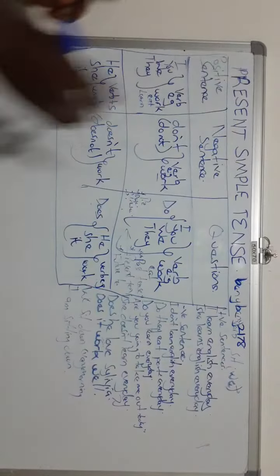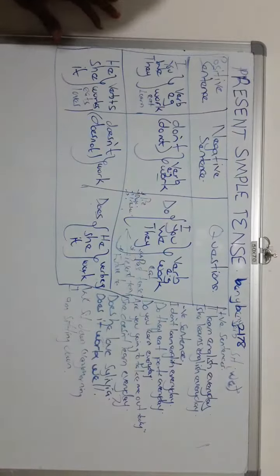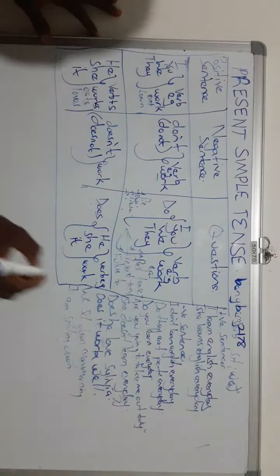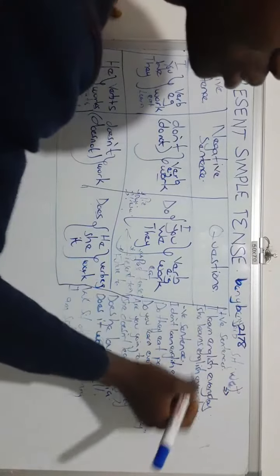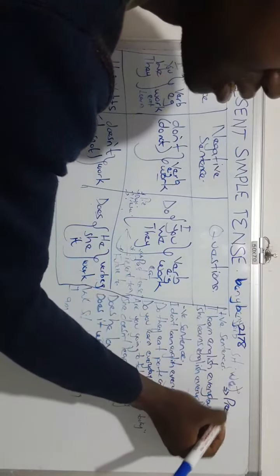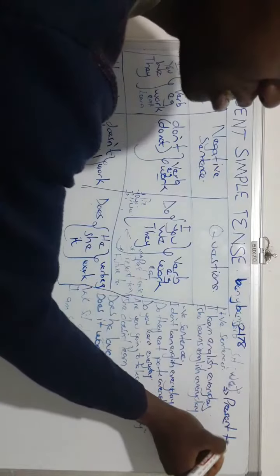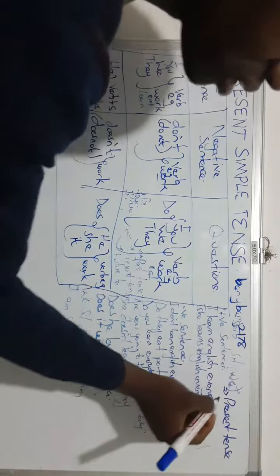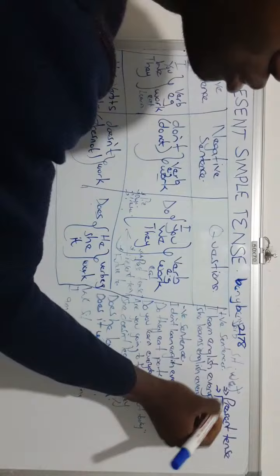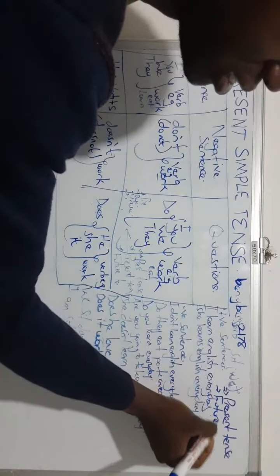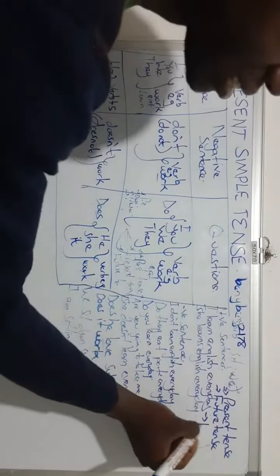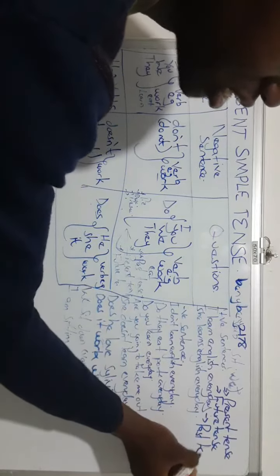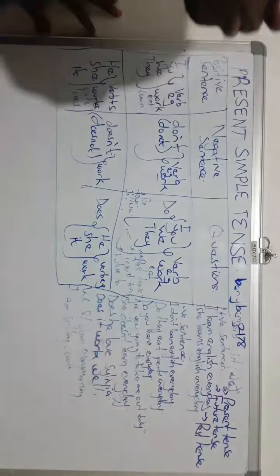Remember, in other words, in English we have tenses of mainly three kinds. We have what we call present tense, we have what we call future tense, and we also have what we call past tense. So these are the three major categories of tenses.